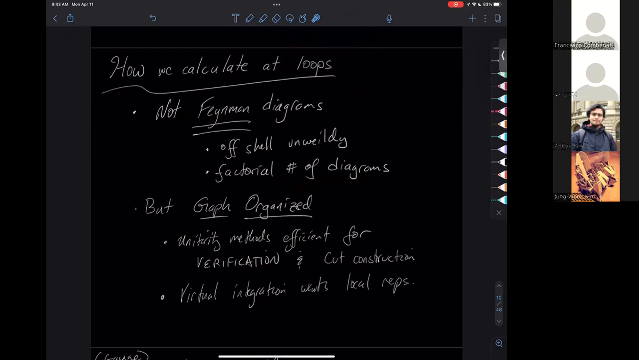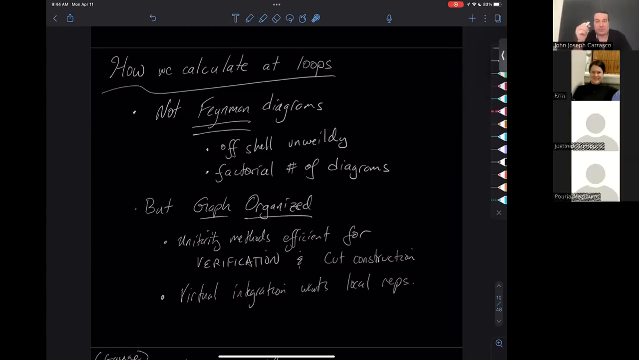But still, we are graph organized, and we're graph organized for two reasons. It allows us to engage very cleanly with unitarity methods. And unitarity methods are spectacular for verification, to make sure you're talking about what you think you're talking about, but also when you have an easy verification, then you've got a natural path towards construction. So unitarity methods have been at the heart of these higher loop calculations for quite some time.